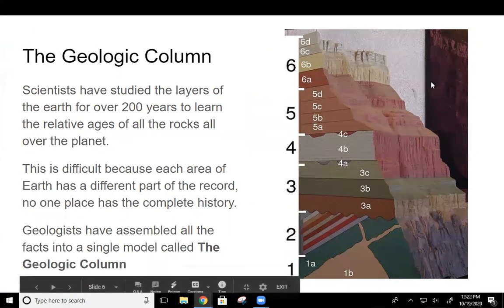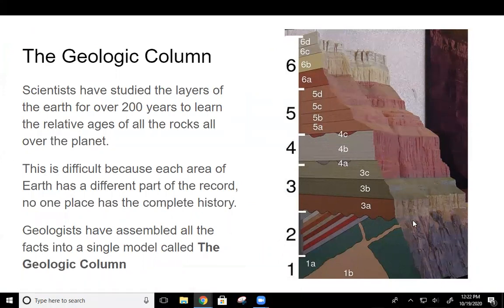Does anyone have a guess as to what this image represents, where on Earth this would be? It does look like southern Utah. You're really close. Arches is super close. This is the Grand Canyon. Okay?